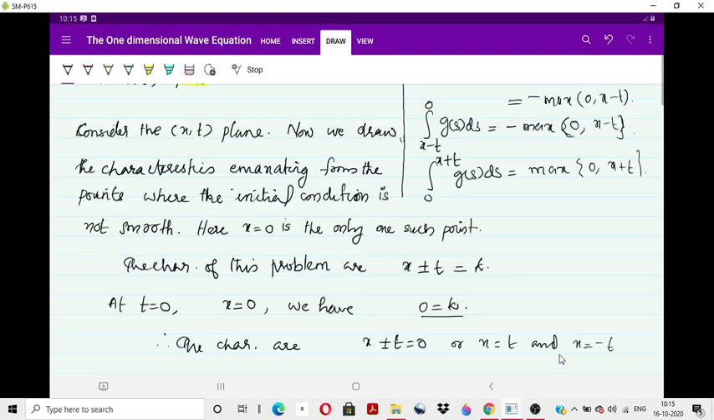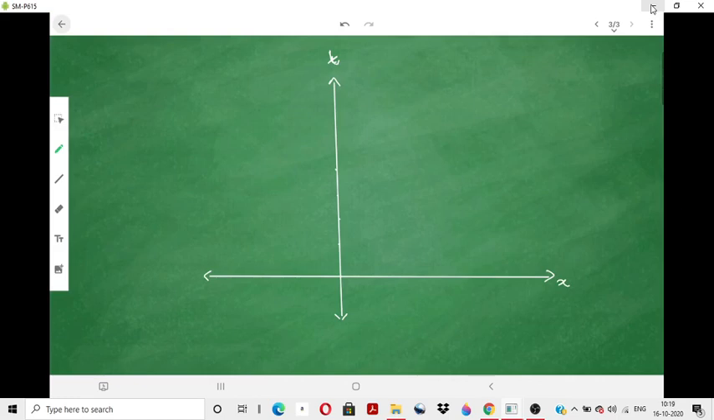So let's try to draw the characteristics on the xt plane. Let this be the xt plane where x is along the horizontal axis and t is along the vertical axis. As in the previous problem, we are taking u along the same t axis, the vertical axis, and now we have to plot the graphs of u at t1 and u at t4, with t1 equal to 1 and t4 equal to 4. So we need to calculate u of x comma 1 and u of x comma 4.